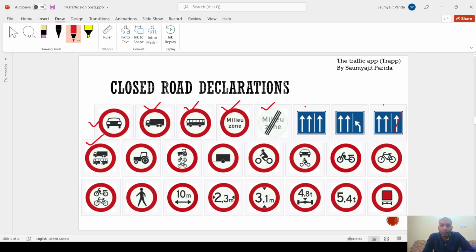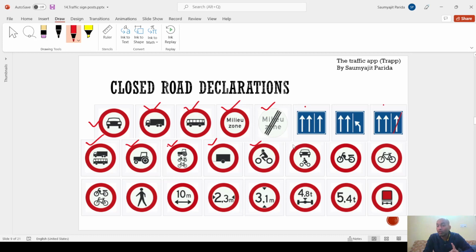Road is closed for tractors or motorized vehicles which have a speed limit. The road is closed for motorized vehicles with speed limits as well as non-motorized vehicles. It means that bromfiets is not allowed here, whereas bromfiets is not allowed here. Here the road is closed for trailers. The road is closed for bikes only.